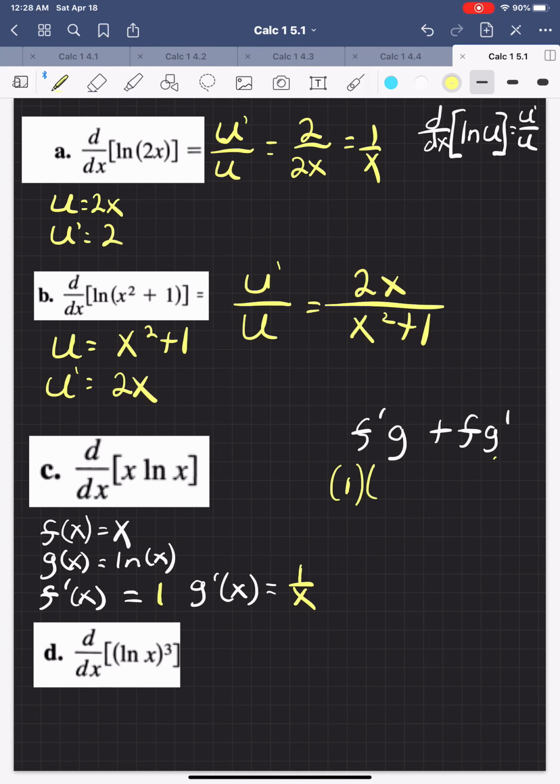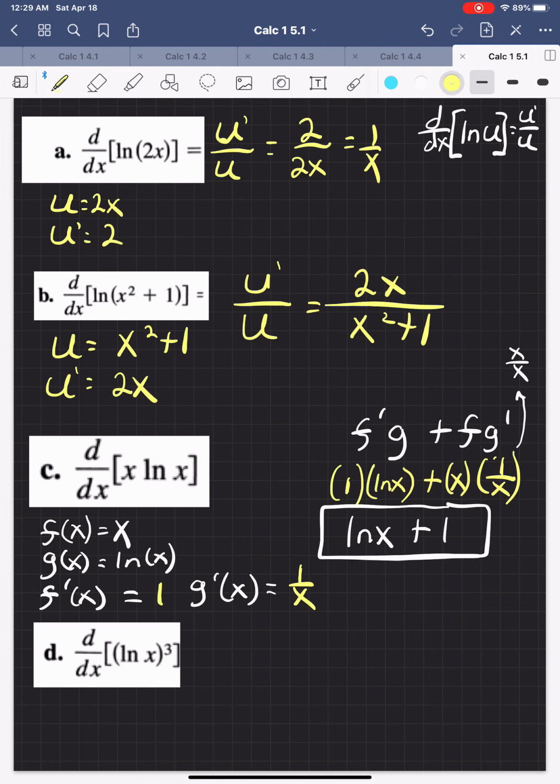F prime is just 1. g is ln of x, plus f, regular f, is just x, and then g prime is 1 over x. Now, any more silly mistakes? I think we're good. Okay, so f prime times g, 1 times ln is just ln of x, plus, well, I think you can see that, but I'll draw it up here. That's x times 1 over x is just x over x, right? So that's plus 1.